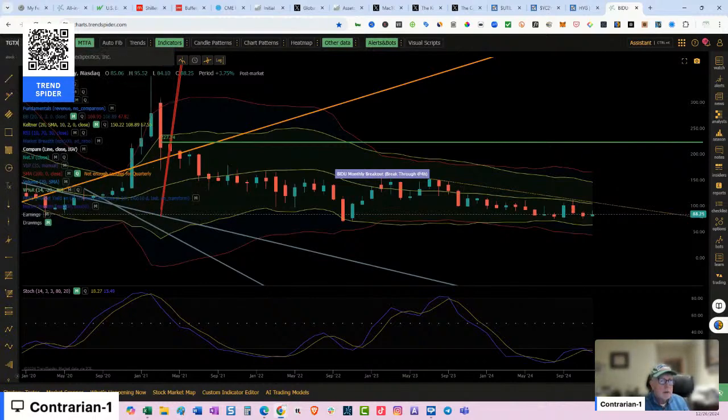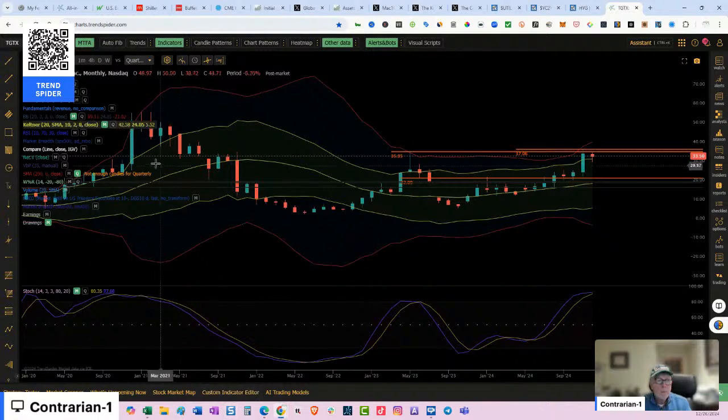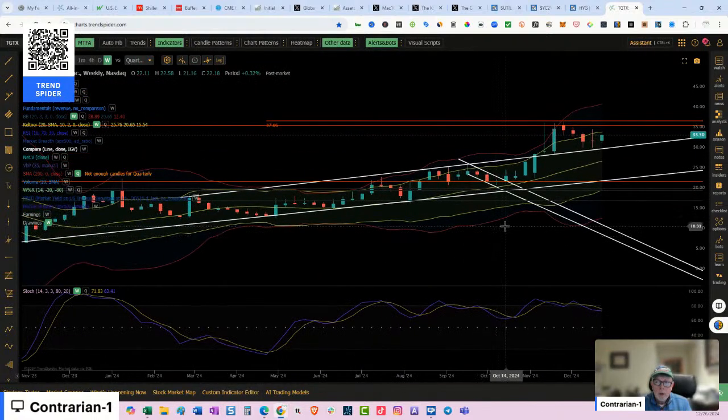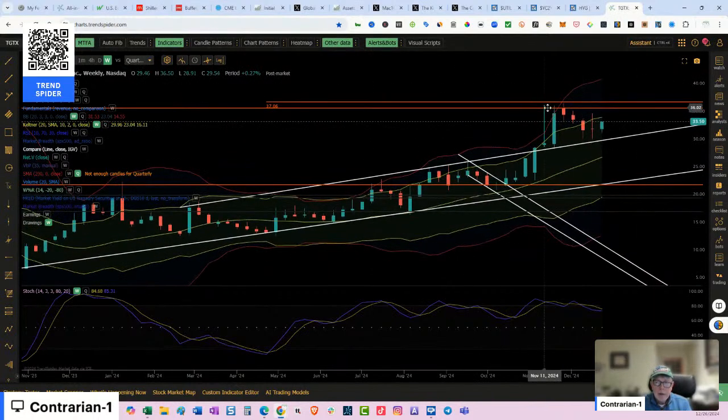TGTX. This is looking interesting. TG Therapeutics. It hit resistance, backed off, consolidated. Bullish key reversal bar on the week so far. Remember, light volume week.